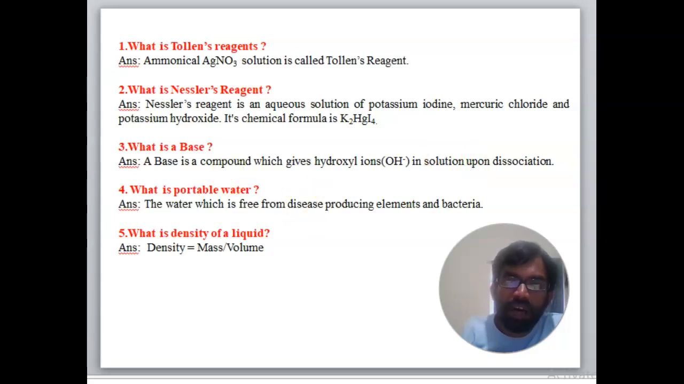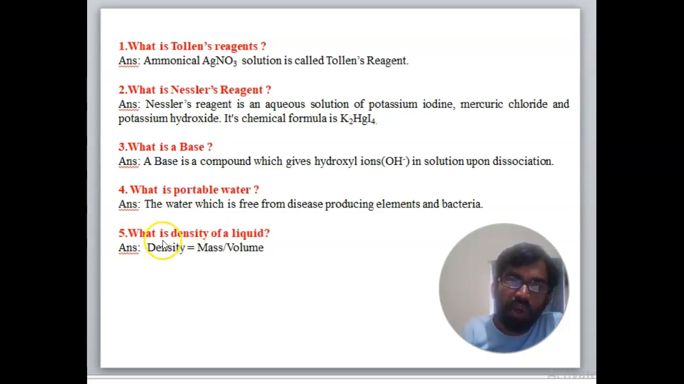Now we can see the fourth question: what is potable water? This is very important, a very common word we use. The water which is free from disease producing elements or bacteria is called potable water.